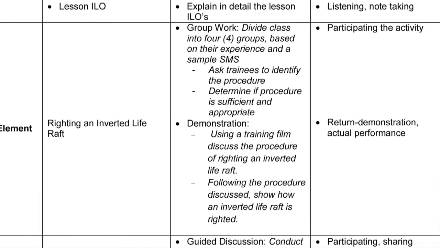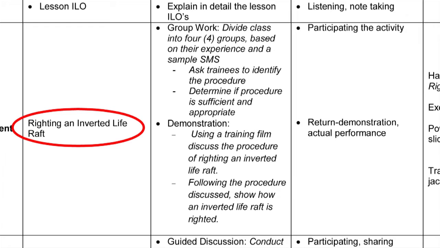Righting an inverted life raft is the content of the core element. As part of your activity, you may use group work. You divide the class into 4 groups and provide them sample SMS. Ask them to discuss the procedure in righting an inverted life raft from the sample SMS that you had provided. Then let them determine if the procedure is sufficient and appropriate.